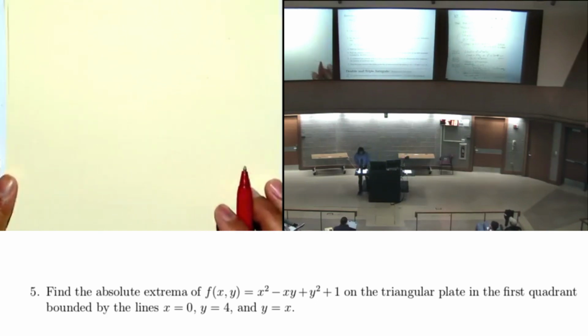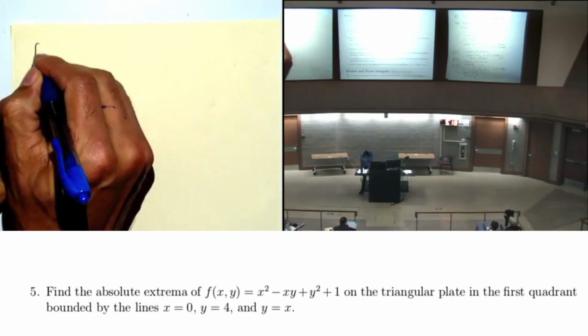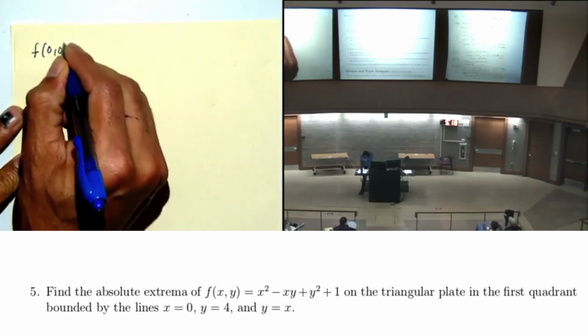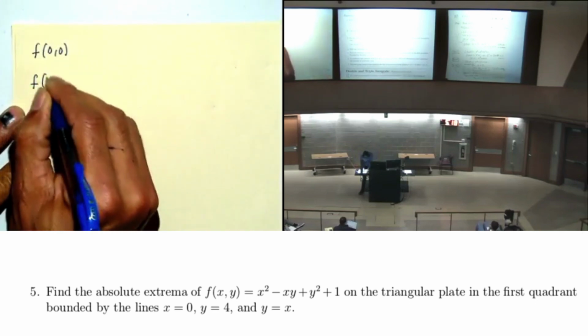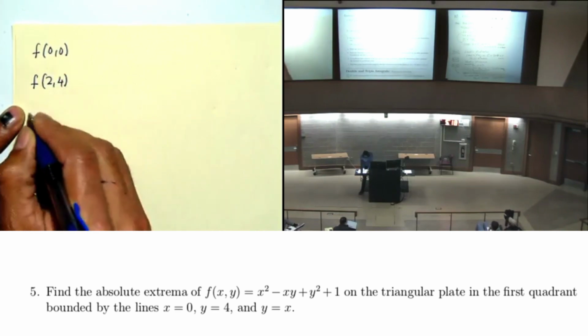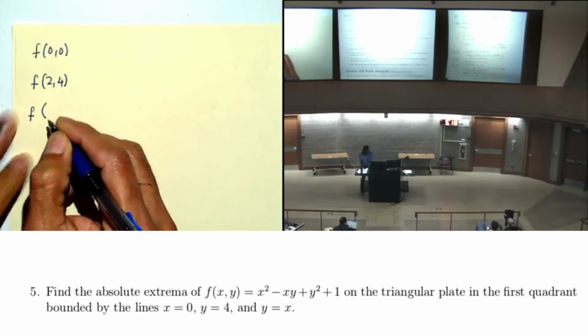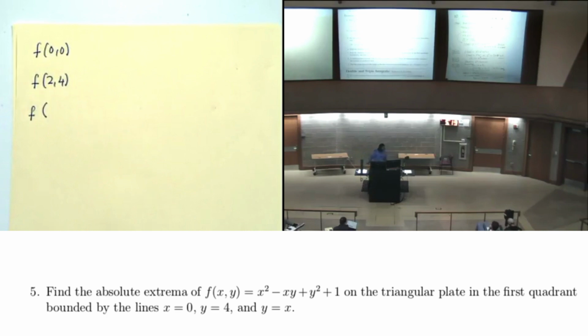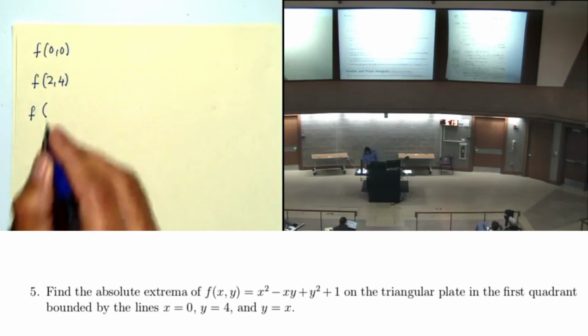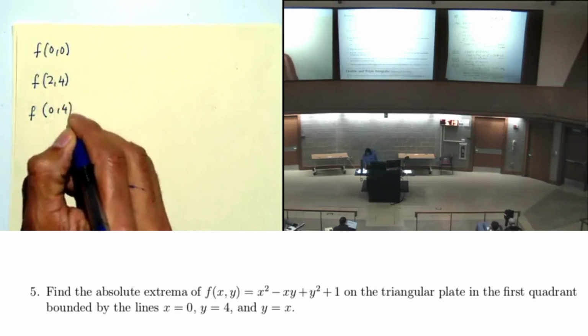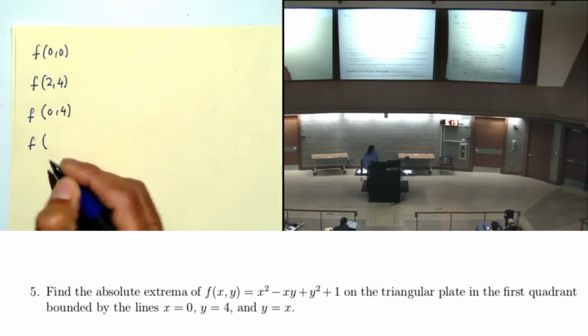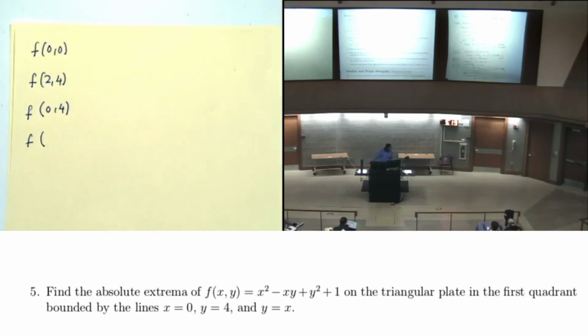Okay, let me see. Ladies and gentlemen, so there were 4 critical values. F evaluated at 0, 0. F evaluated at 2, 4. And I need a help. And then what is at 0, 4? And what is the other one? 4, 4?